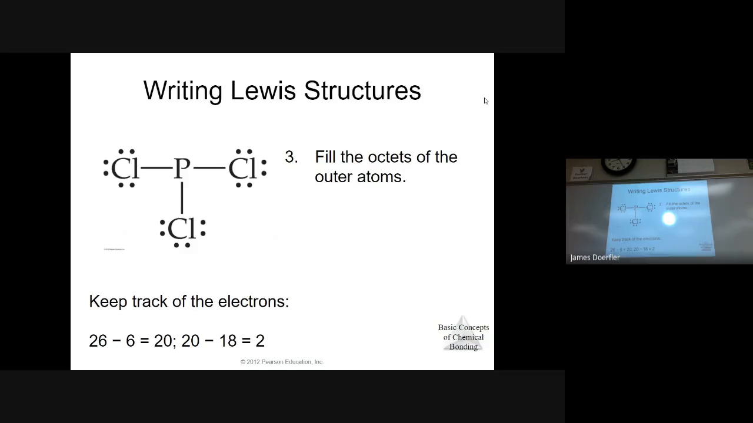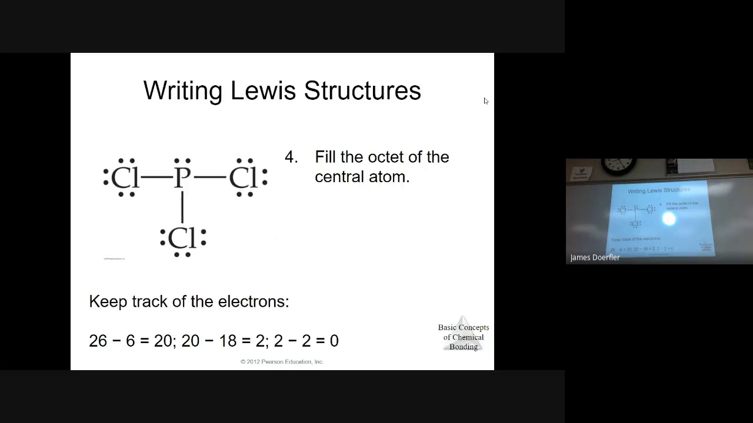Once we have filled the octets of the outer elements, we then fill in the octet of the central atom. So we take those 2 that remained, place them on phosphorus, and then we step back and take a look at our final structure. Does every one of these elements have an octet? And if your answer is yes, well, then you're good. And then you can move on to the next one. Okay?